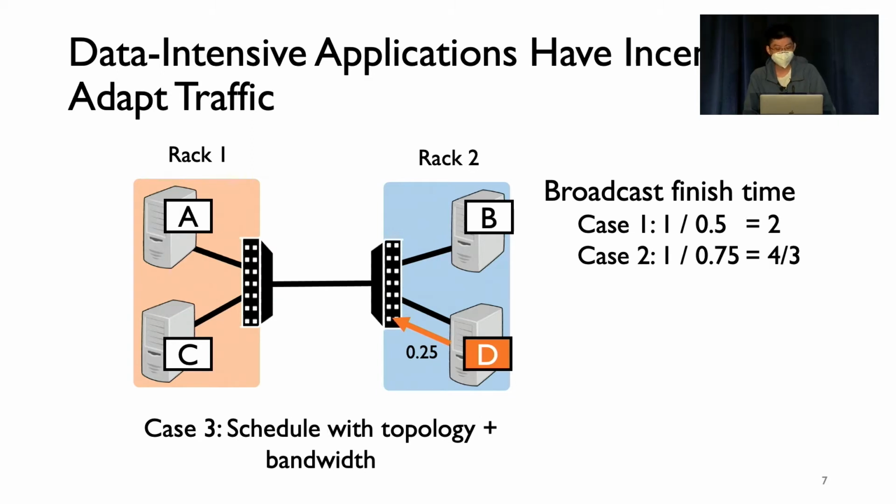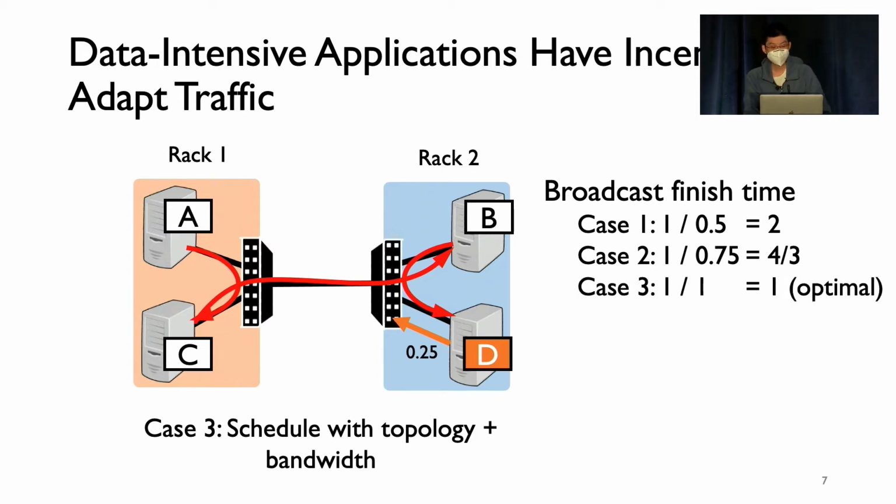Alternatively, if we also know the available bandwidth of each virtual machine, we can build a broadcast tree from A to C, C to B, and B to D, which also avoids the congested link. So in this case, it can achieve the broadcast finish time of 1 unit, which is optimal. By choosing a different broadcast strategy, data-intensive applications can enhance communication performance, so they have the incentive to adapt their traffic.